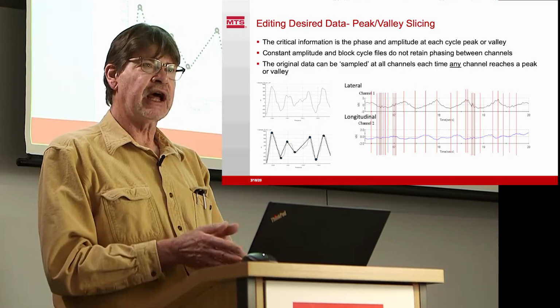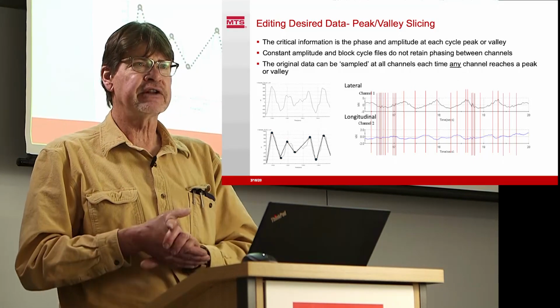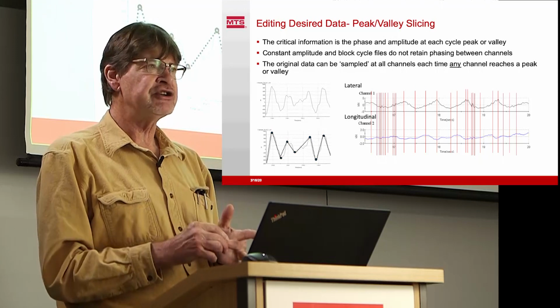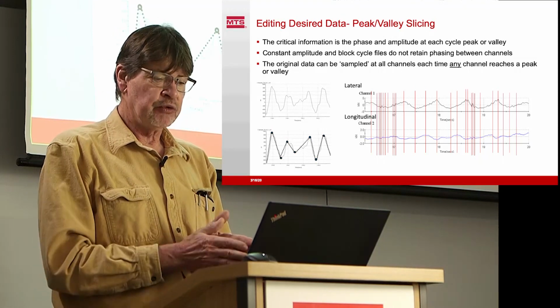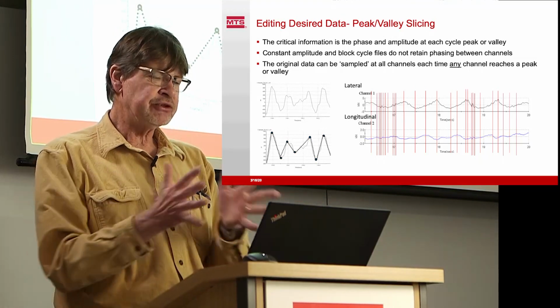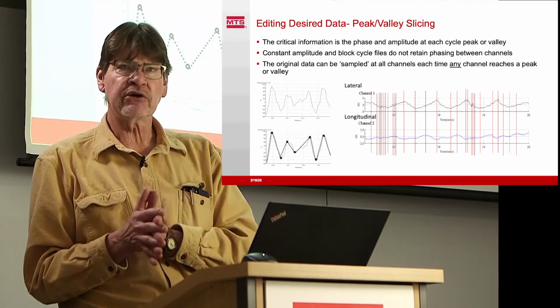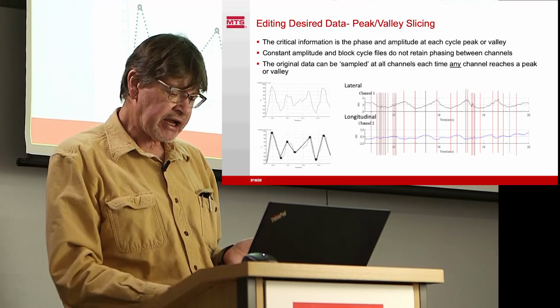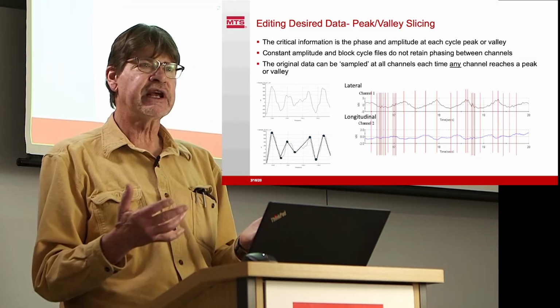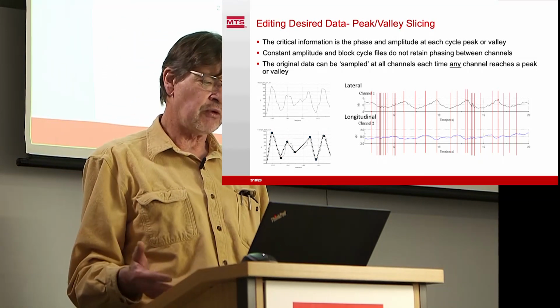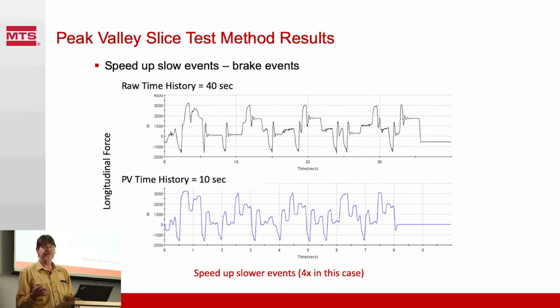Then we take a dot, we slice through everything. We've got data now for amplitude and phase for all channels, and when we're all done, we've got all the amplitude and phase data, but we have lost the frequency content. The time has dropped out. Now we can play this data back however fast we want based on the capability of our equipment and our test requirements. For example, this is 40 seconds of braking events.